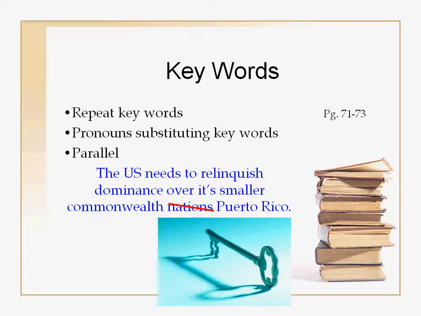This is a vague sentence, and more importantly, it has nothing to do with the topic of the essay, Puerto Rico. By simply replacing the word nations with Puerto Rico, the statement instantly connects to the main idea of the paragraph. The U.S. needs to relinquish dominance over its smaller Commonwealth, Puerto Rico.